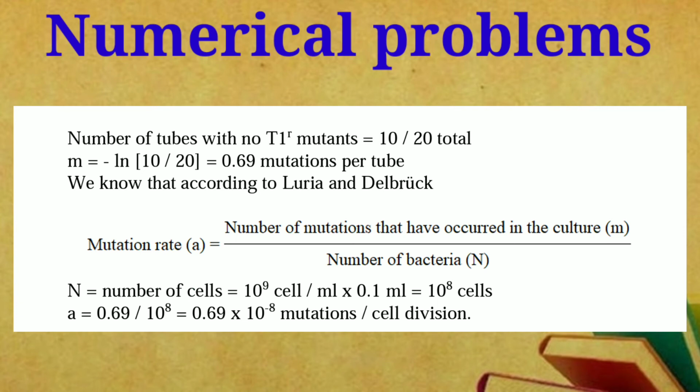We know that according to Luria and Delbruck, mutation rate is number of mutations that have occurred in the culture divided by number of bacteria. Here, number of cells is 10 to the power 9 cells per ml and 0.1 ml of the culture is used. That means 10 to the power 8 cells. So, mutation rate is 0.69 into 10 to the power minus 8 mutations per cell division.